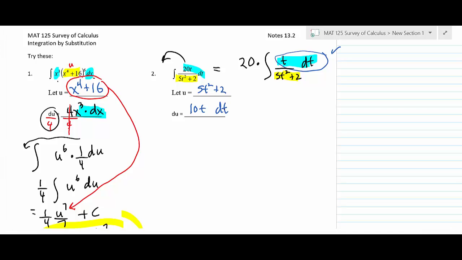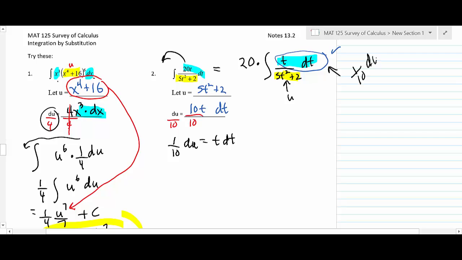Now how do you make the 10t turn into just t dt? By dividing by 10, right? If you do that to both sides, you would end up with 1/10 du equals t dt. It's a good idea to take the 20 out first because you'll see it better. So that's u, and then the t dt is going to be 1/10 du. So see, everything's accounted for. You have the u being this piece, that matches, and then you got the 1/10 du as this.